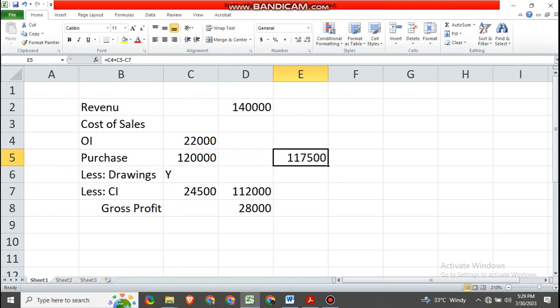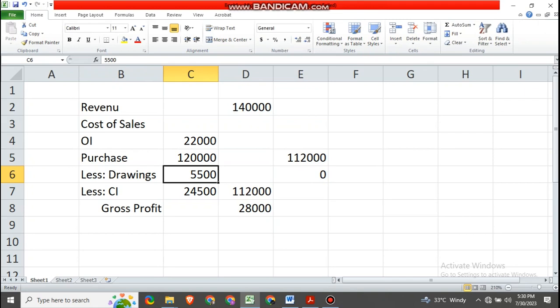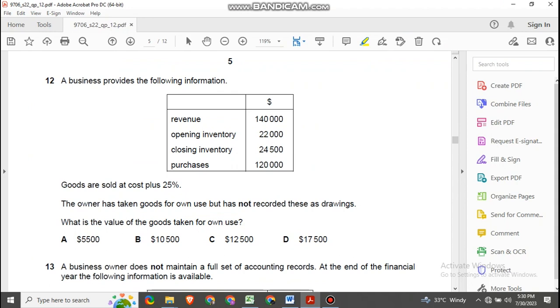So how much more do I subtract? It is this figure minus this figure, which is 5,500. So if there are drawings of 5,500, then I'll get cost of sales as 112,000. Let me show you here. This minus this, yes, 112,000. So my drawings are 5,500. Where's the answer? 5,500. Your correct option is A, 5,500.